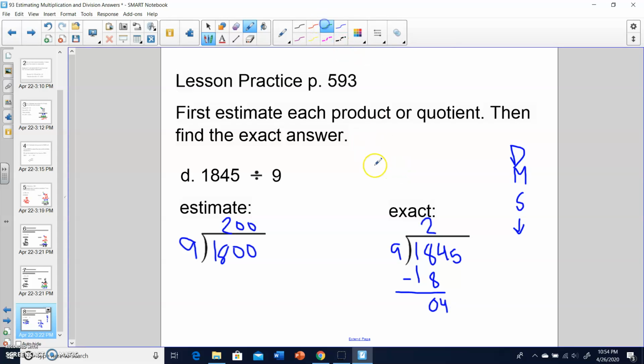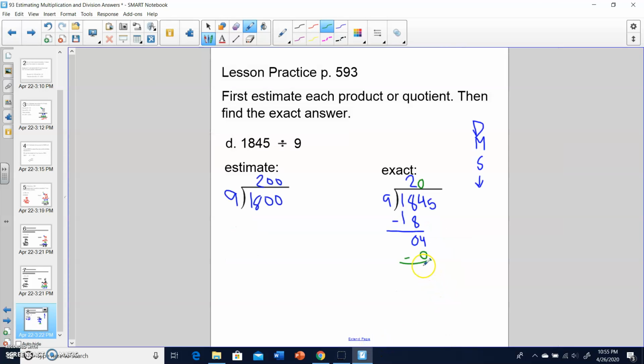Okay, now think to yourself, how many groups of 9 can I get out of 4? If I have 4 M&Ms, can I divide them between 9 people? No, I can't. I don't have enough. So it's 0. I can get 0 groups of 9 out of 4. Okay, but now I still have to go through all my steps. I did division, so now I have to multiply. 0 times 9 is 0. Subtract, is 4. My next step is to bring down.